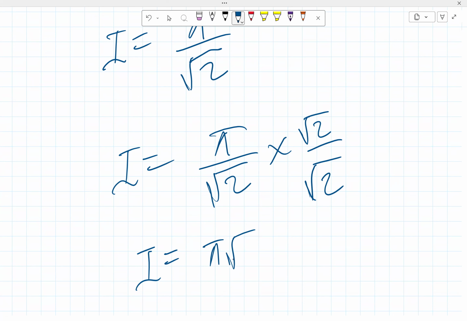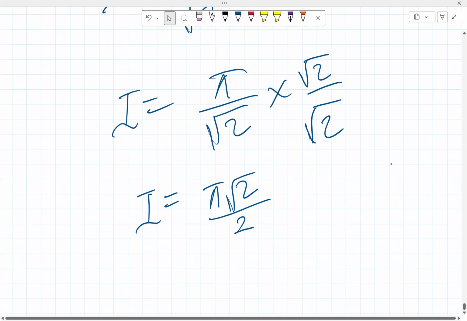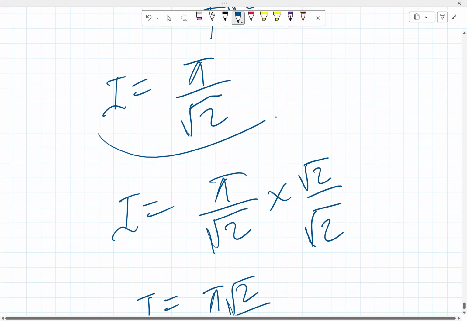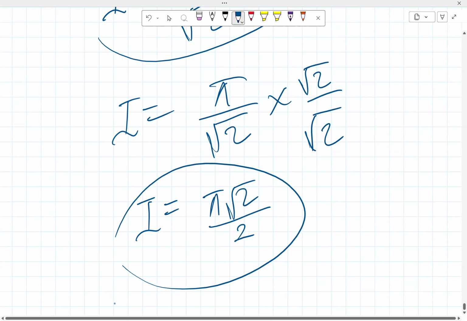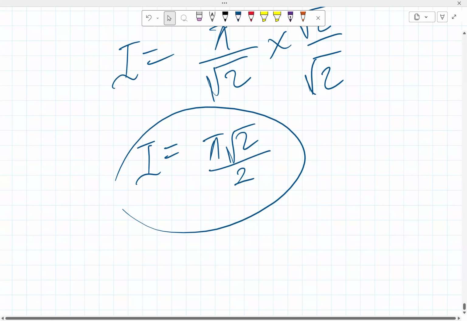Not necessarily, that's just pi root 2 over 2. We can leave it this way, or we can rationalize and bring it this way. So that's what we get as a final answer for problem 3. And that takes us to problem 10.